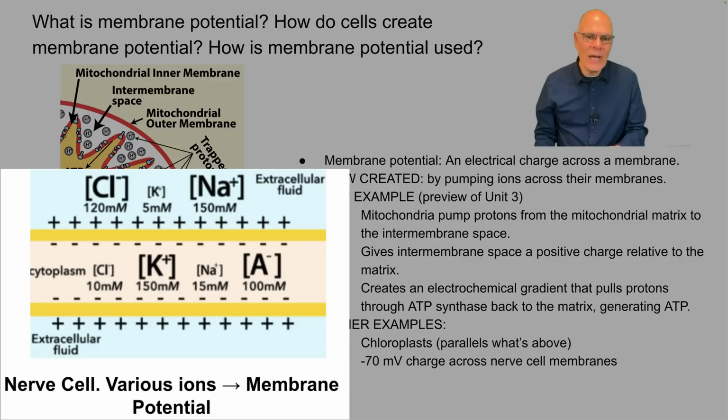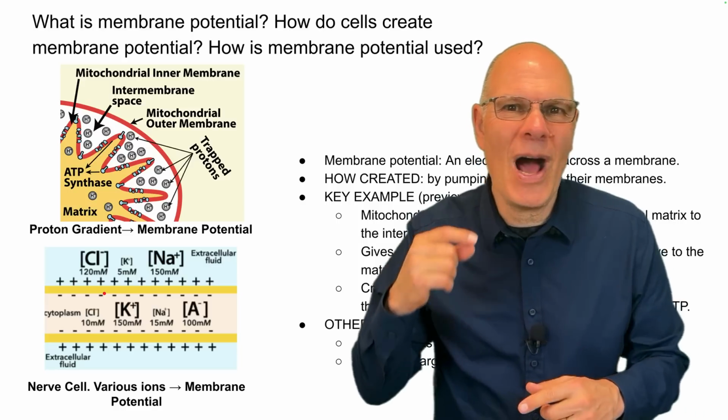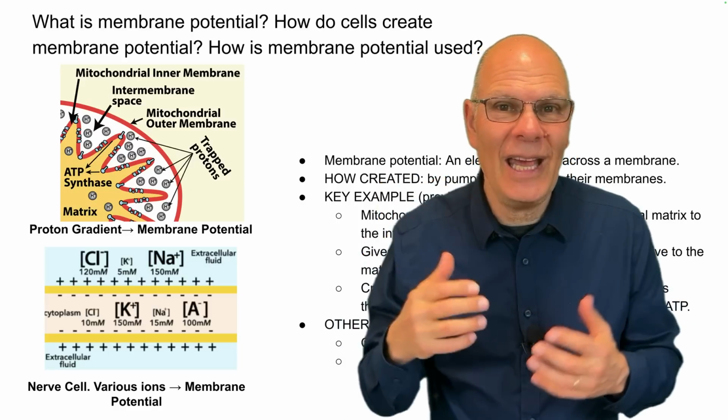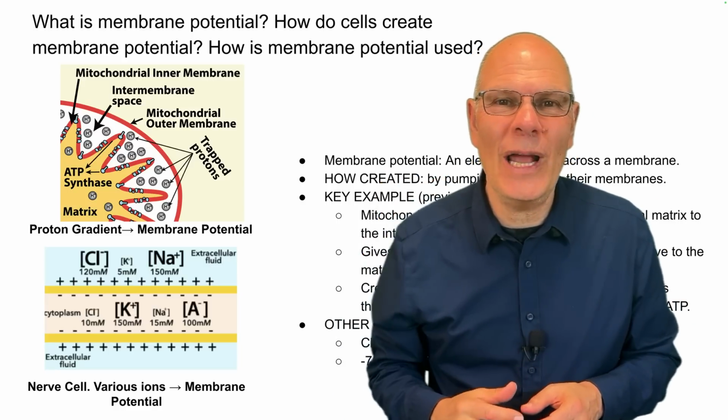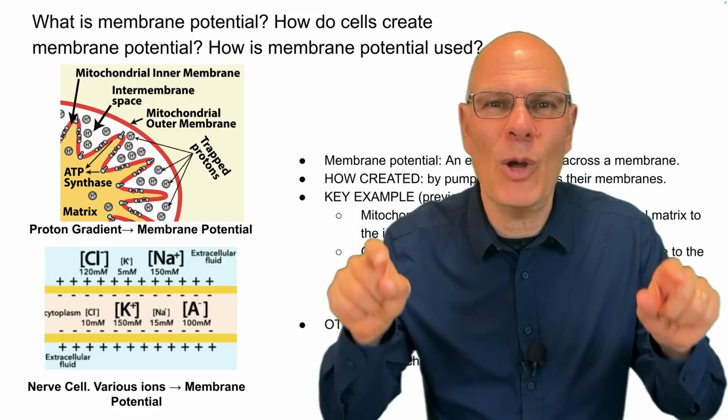And there's also a 70 millivolt charge across the membranes of nerve cells. That makes nerve impulses possible, and that's how I am able to think and teach biology, and how you are able to learn it. Is biology mind-blowing or what?